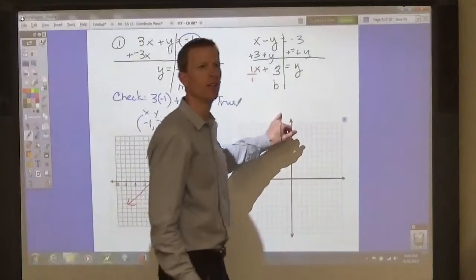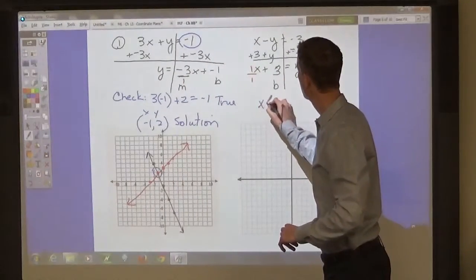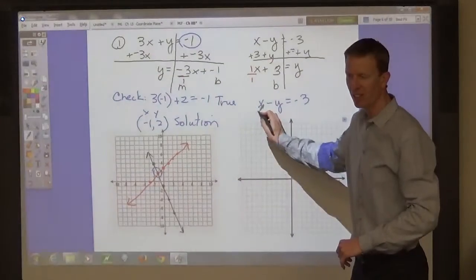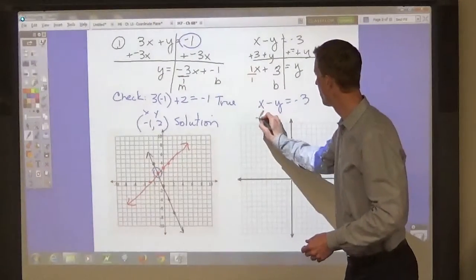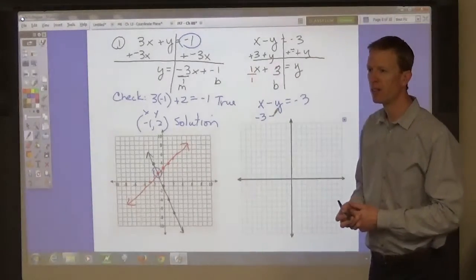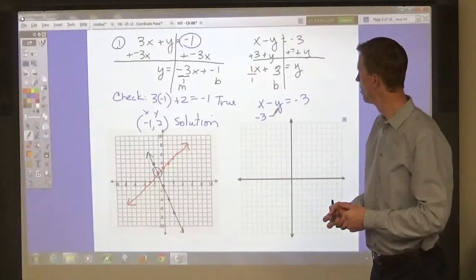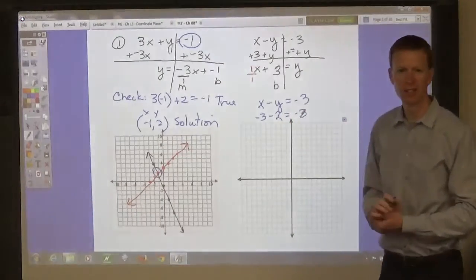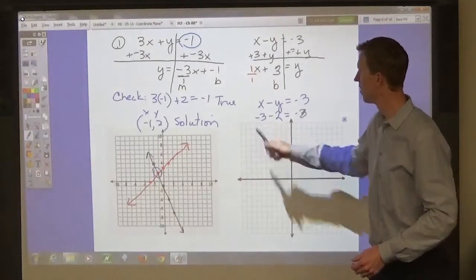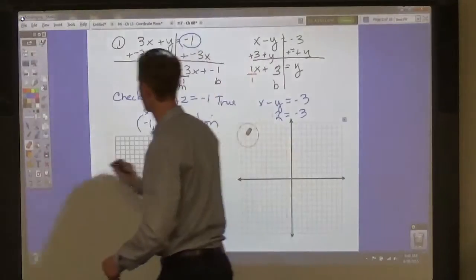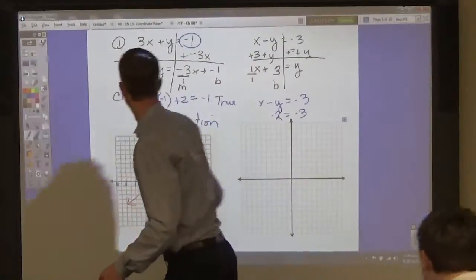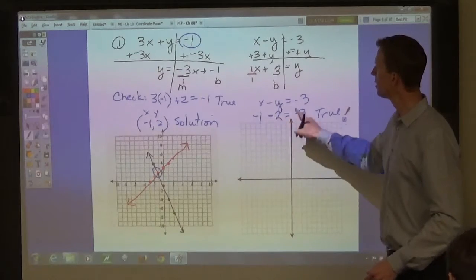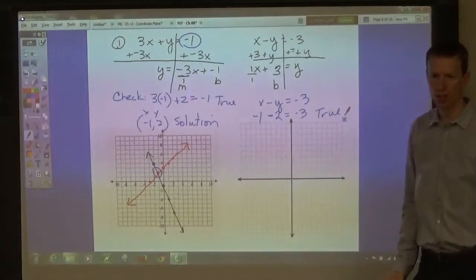Dylan, where are you going? Oh, okay. x minus y equals negative 3. So, what is the x number? John? The x number is negative 1. Negative 1 minus, what's the y number, Noah? 2. Equals negative 3. Is that true? Oh, I'm sorry, I wrote this wrong. Negative 1 minus 2. Is that negative 3? Yeah. So, since it makes both equations true, we know that it is the solution.